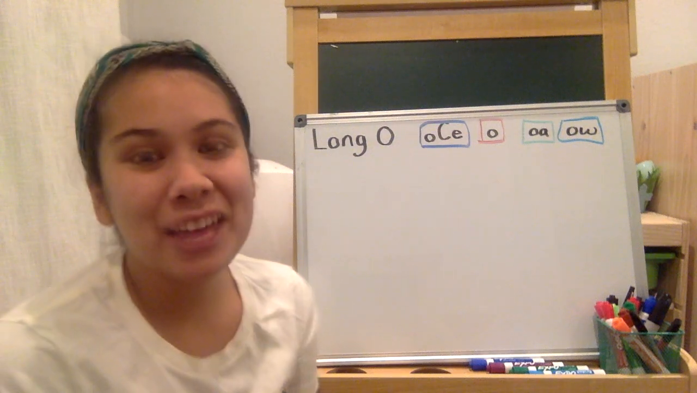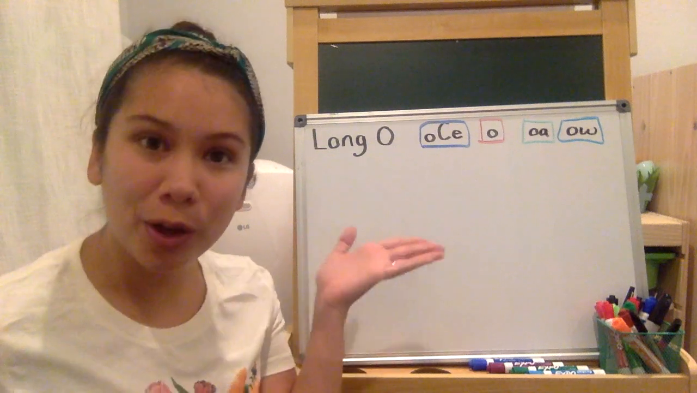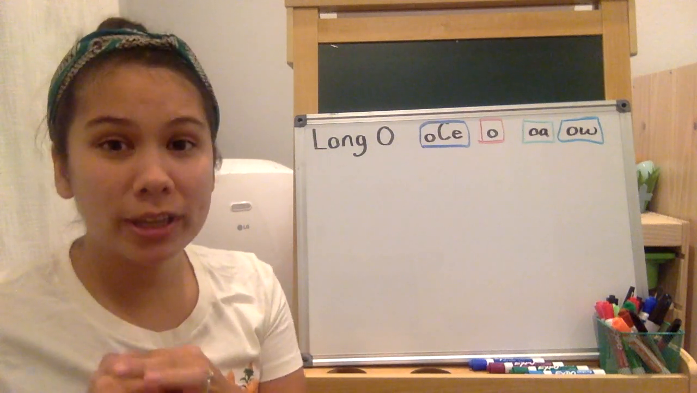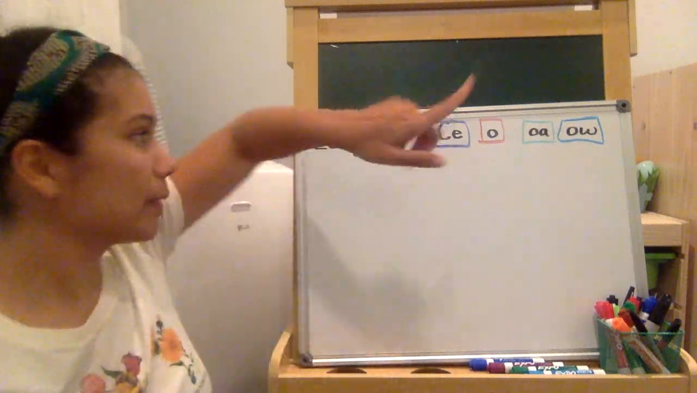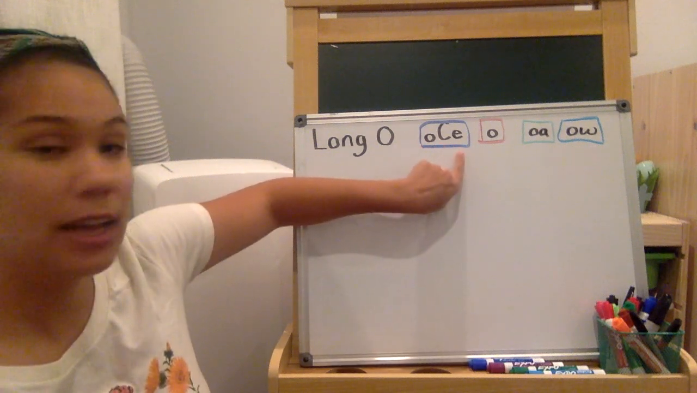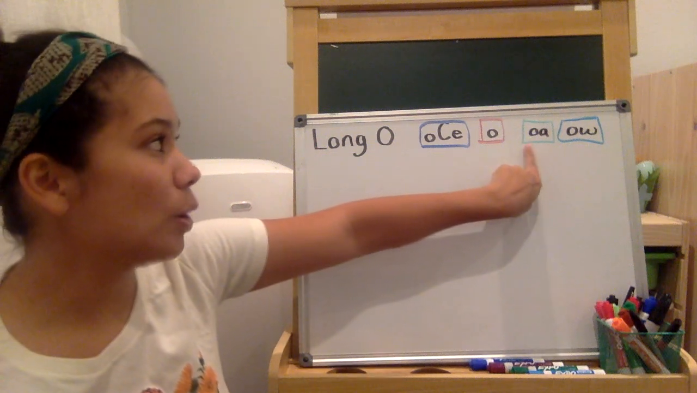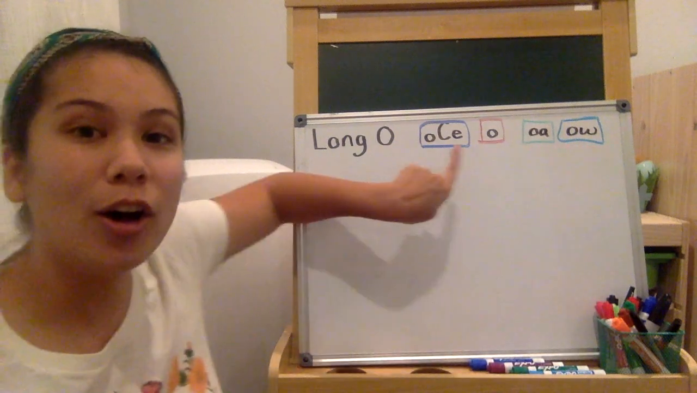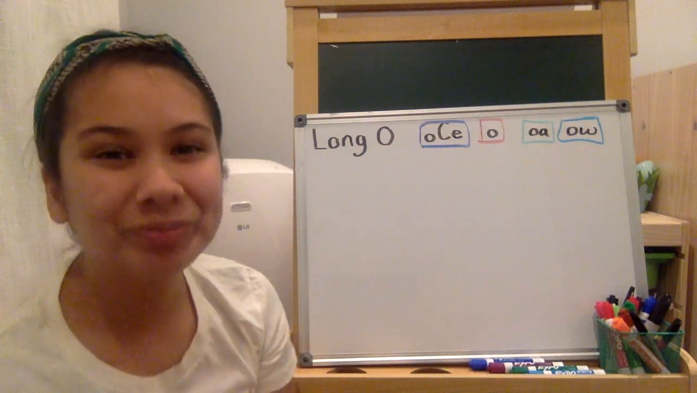Hello friends, today we are going to use our game to practice the long O sound spelling patterns. So we're going to practice with these 4 long O spelling patterns. The first one is O consonant E. The second one is O. The third one is OA. And the fourth one is OW. All of these patterns make the sound O.